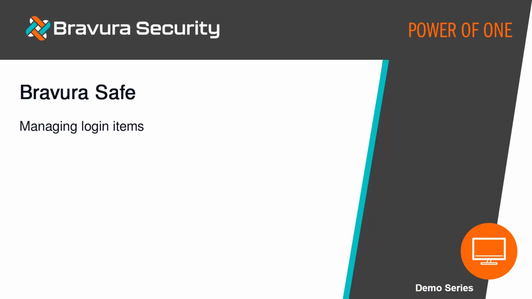A great place to start with Bravura Safe is to add and manage logins. Login items are most often used to store username and password combinations. They also support time-based one-time passwords, or TOTP.